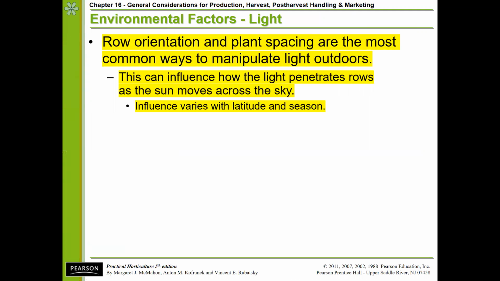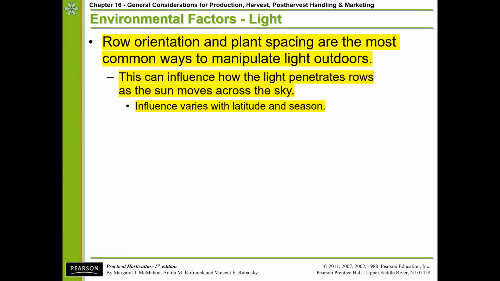First, light, which of course is very important because we have to have light for photosynthesis. We have to have light for crop production. And while there are some crops that can be produced with lower light conditions, generally we want to try to maximize light. So one of the things that we look at is the way that we orient our rows and space plants between each other so that they have the maximum light penetrating and have the maximum photosynthesis.